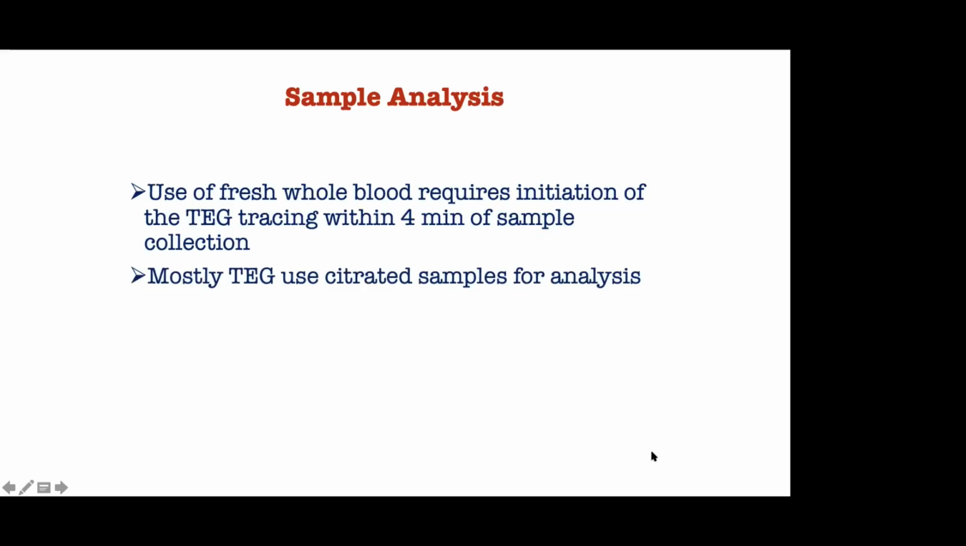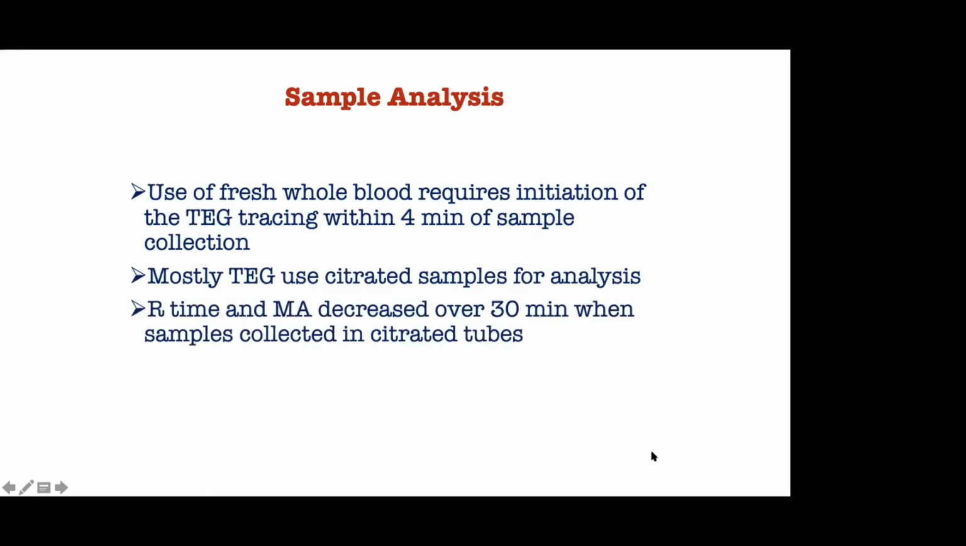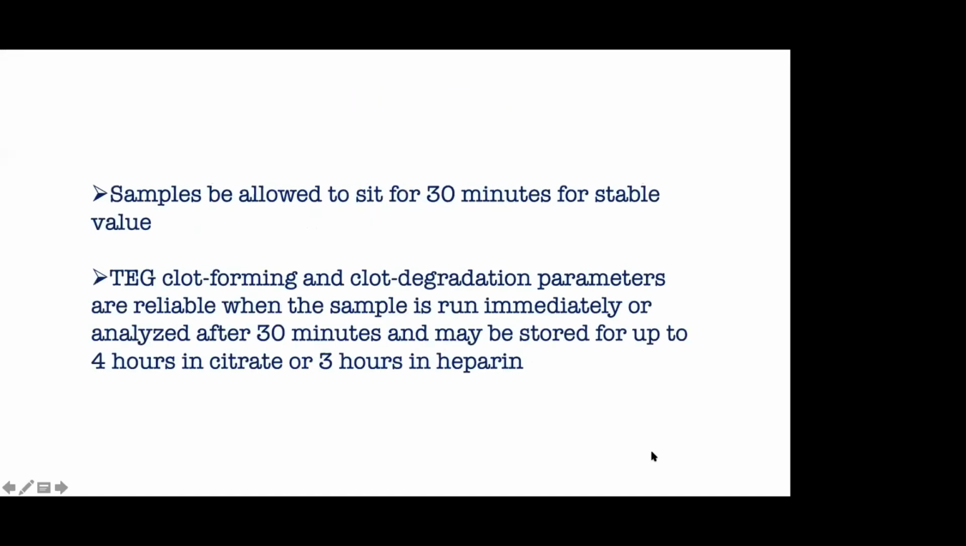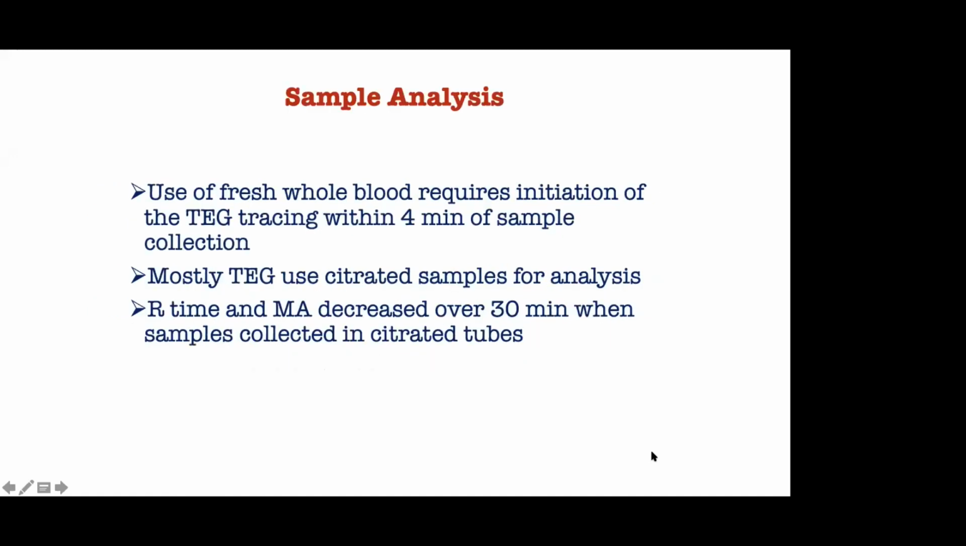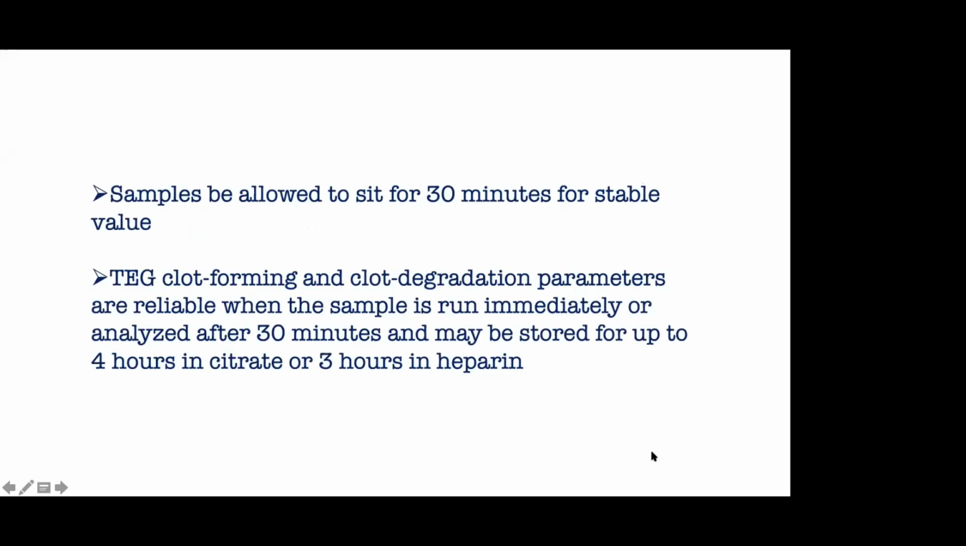Mostly TEG uses a citrated sample for the analysis. The R time and MA change over 30 minutes when samples are collected in citrated tubes. So samples should be allowed to sit for 30 minutes for a stable value. If we are taking fresh blood, it should be run within 4 minutes. If there is a possibility of not running within 4 minutes and we are using a citrated sample, then we should allow the sample to sit for 30 minutes.